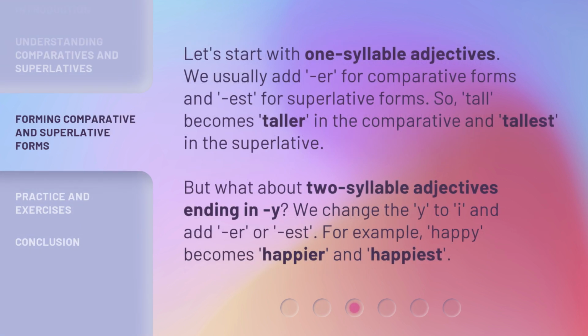Let's start with one-syllable adjectives. We usually add -er for comparative forms and -est for superlative forms. So, tall becomes taller in the comparative and tallest in the superlative. But what about two-syllable adjectives ending in y? We change the y to i and add -er or -est. For example, happy becomes happier and happiest.